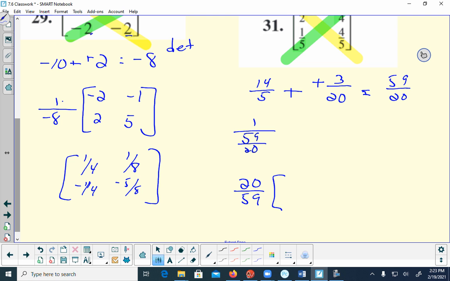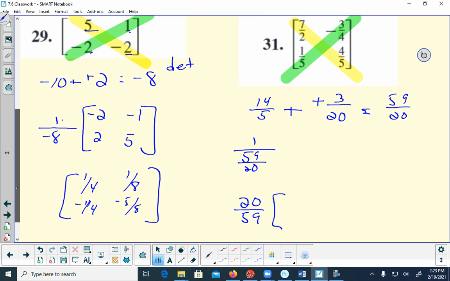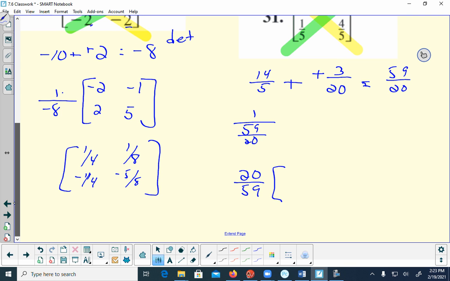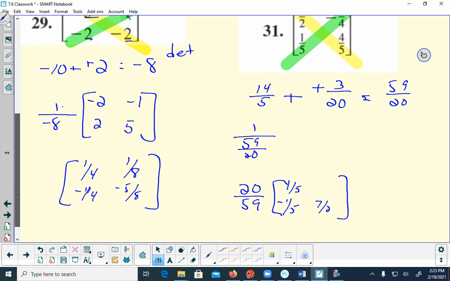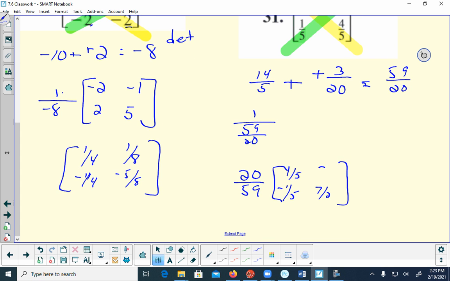Then I'm going to change the matrices where the A and the D, in other words, the 7/2 and the 4/5, switch places. So 4/5 will go up here, 7/2 will go down here. The 1/5 will become a -1/5. And then the -3/4 becomes a +3/4. Now, I'm probably going to just do it on your calculator.